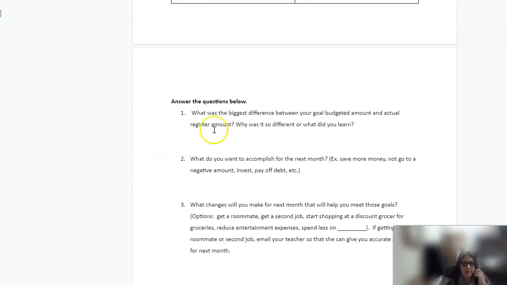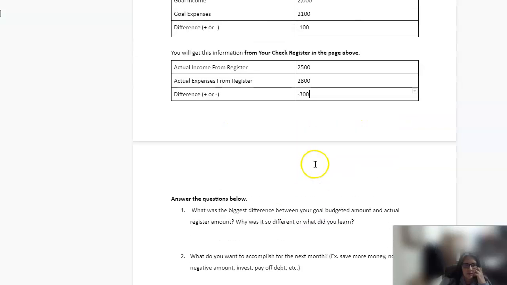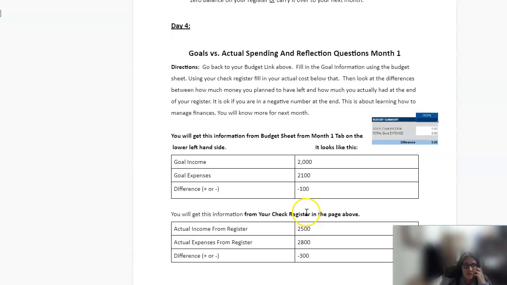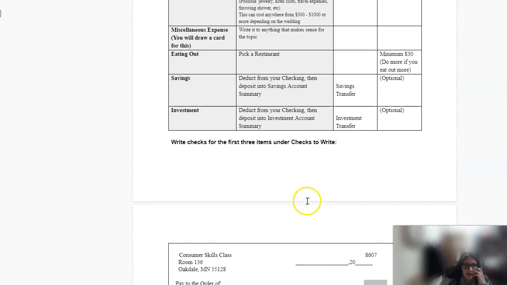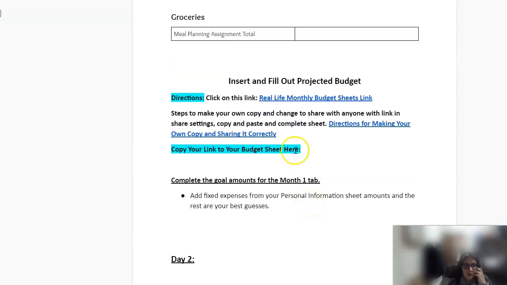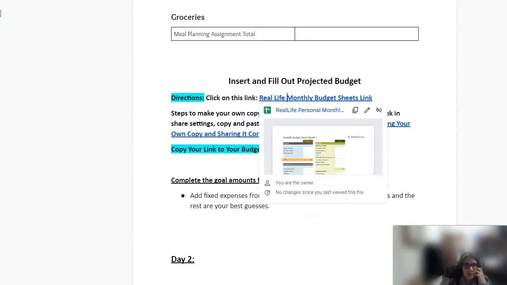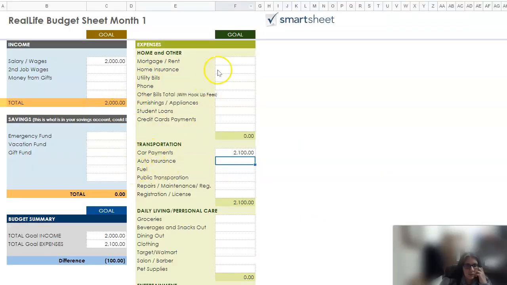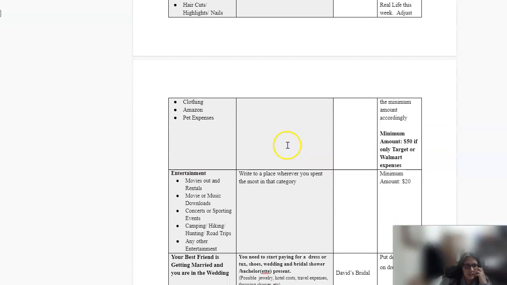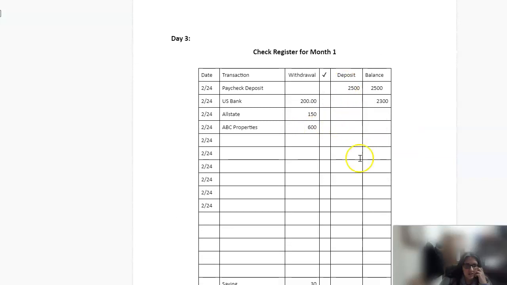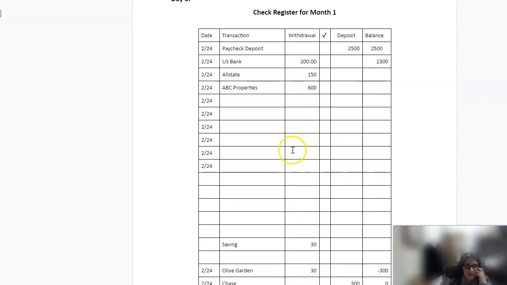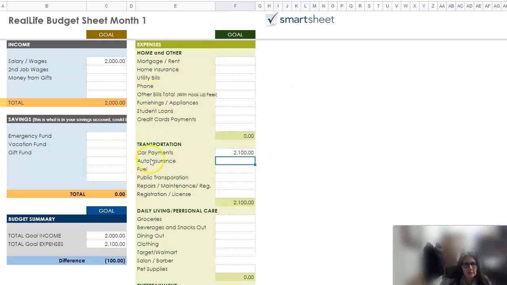What are your goals? So number one is, what is the biggest difference between your budgeted amount and your actual register amount? Meaning for that question, you're probably going to have to go back and look in both. So again, look on your spreadsheet and go, what is the difference? What did I do so different comparatively on the actual register? So just look and see which numbers in my withdrawal column, or deposit, but most likely withdrawal, is really pretty different from my monthly budget.